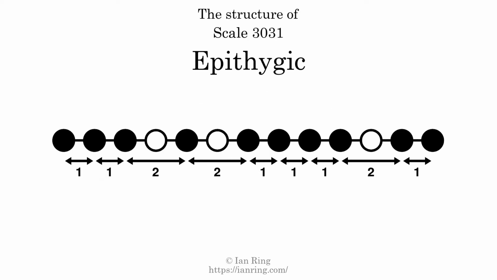The structure of a scale is a description of the interval distance between each successive tone. This scale has a structure of 1 1 2 2 1 1 1 2 1.